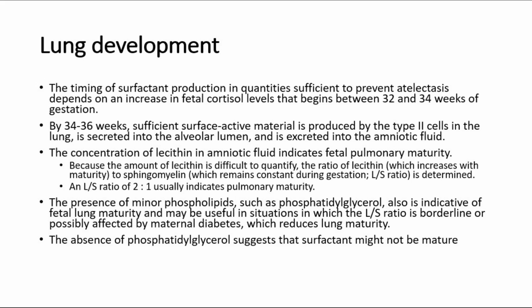Because the amount of lecithin is difficult to quantify, the ratio of lecithin to sphingomyelin, the LS ratio, is determined. An LS ratio of 2 to 1 usually indicates pulmonary maturity. The presence of minor phospholipids, such as phosphatidylglycerol, also is indicative of fetal lung maturity, and may be useful in situations in which the LS ratio is borderline, or possibly affected by maternal diabetes, which reduces lung maturity. The absence of phosphatidylglycerol suggests that surfactant might not be mature.